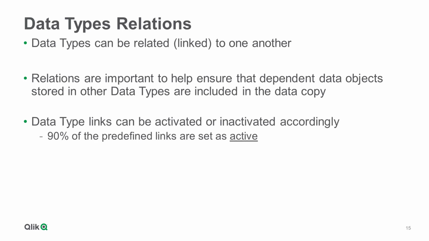Please be aware that it is possible to activate or inactivate data type links, as there are valid use cases for doing so. Having a link defined as inactive means that the relationship will be excluded from the copy process, while a link defined as active means that the relationship will be included in the copy process. And just to let you know, around 90% of all the predefined links are set as active within the Gold Client standard configuration. And this is because the Qlik team understands that most users are going to want to include more data objects in their copies and not less.